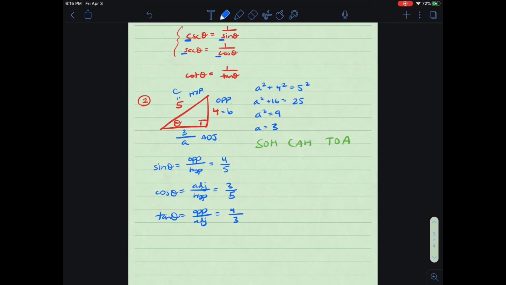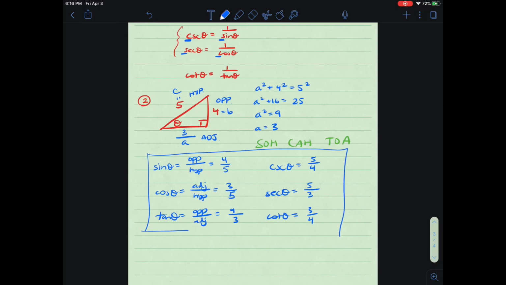Now let's find the other ones. Now I'm going to do cosecant because I know that cosecant is just a reciprocal of sine. So if sine is 4/5, I know that cosecant will be 5/4, right? It'll be hypotenuse over opposite. Next, I'm going to find secant of theta. I know that's the reciprocal of cosine, so I know it's hypotenuse over adjacent, or just 5/3. And lastly, I know what to do for cotangent of theta because that's the reciprocal of tangent, and that gives me 3/4.